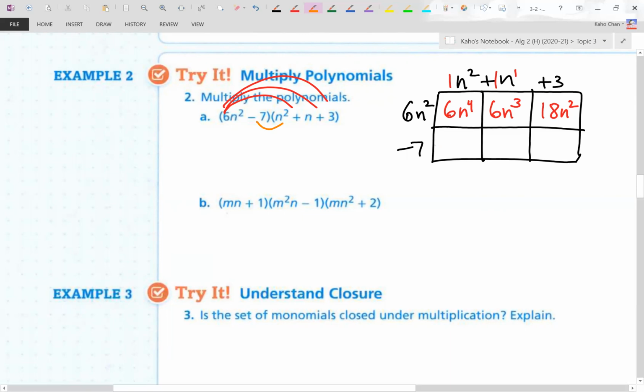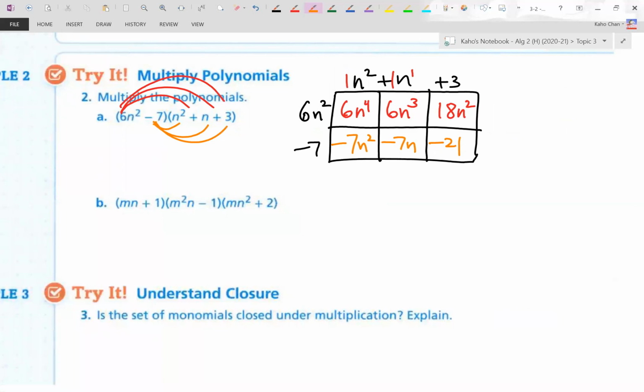We have minus 7n squared. -7 times n is -7n. And finally, -7 times 3 is -21. And you got to be careful here. After multiplying a binomial times a trinomial, we have 6 terms. Those 6 terms, some of them can be combined together.